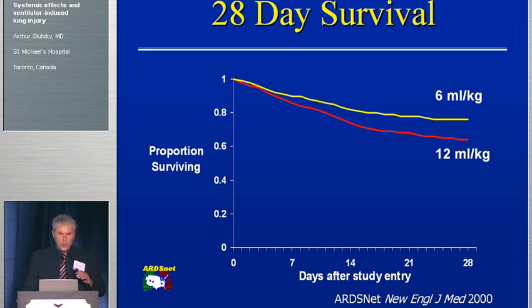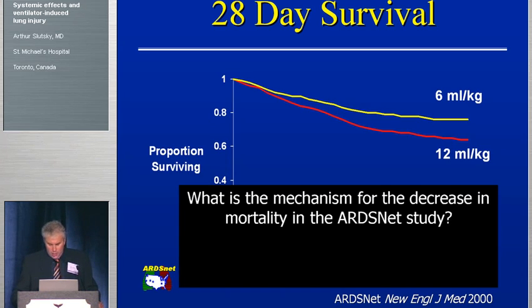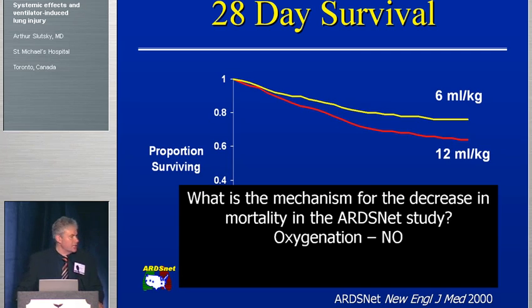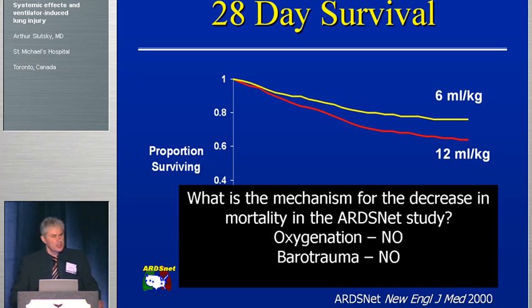So a key question is, what was the mechanism of the decrease in mortality with the smaller tidal volumes? One might think that what's happening is that there's a difference in oxygenation, that with maybe slightly higher PEEP, and it was very slightly higher in this group, oxygenation was better. Turned out, in fact, there was no difference in oxygenation. In fact, the difference in oxygenation went in the opposite direction. The smaller tidal volumes, if anything, had slightly worse oxygenation in the first couple of days. So that wasn't the mechanism for the decrease in mortality. Well, you might think, if we're using smaller tidal volumes, there's going to be less barotrauma. There's no difference in barotrauma between the two groups. So it was a bit of a puzzle as to why there's a decrease in mortality in the smaller tidal volume group.